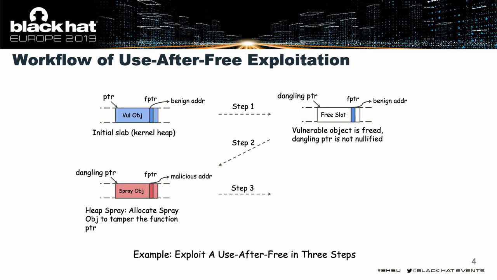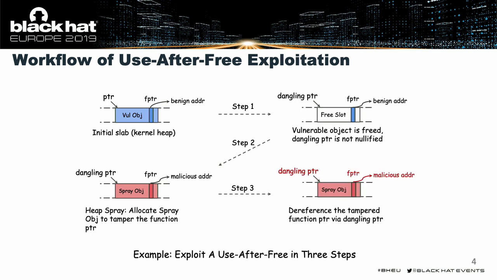In the second step, the adversaries perform heap spray to allocate an object to the same slot as the vulnerable object and overwrite its function pointer to a malicious address. Finally, in the third step, we dereference the overwritten function pointer via the dangling pointer to hijack the kernel execution.